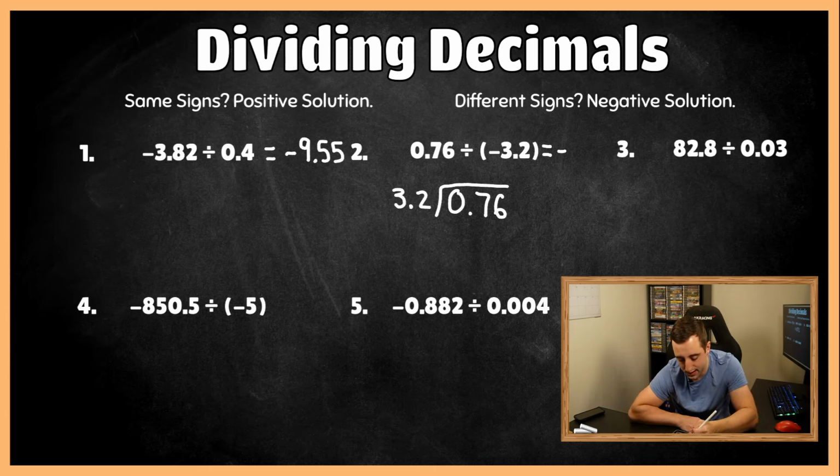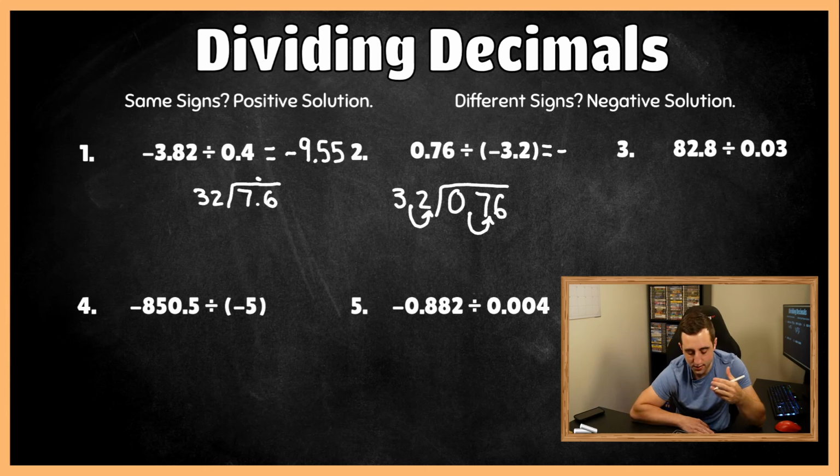And now let's go ahead and move our decimal point. It looks like we can move it one place value to the right, which means we can also do the same thing in our dividend. And our new problem is going to be 7 and 6 tenths on the inside, and 32 on the outside. Now let's move our decimal point up into our quotient, and we can start dividing.